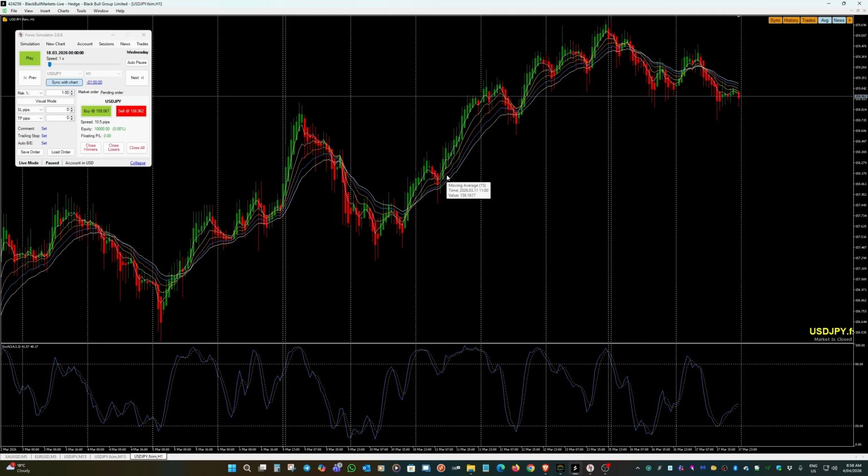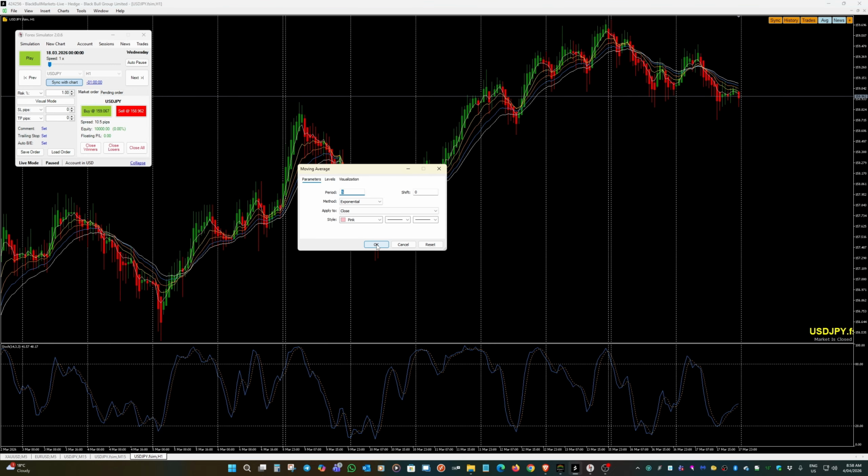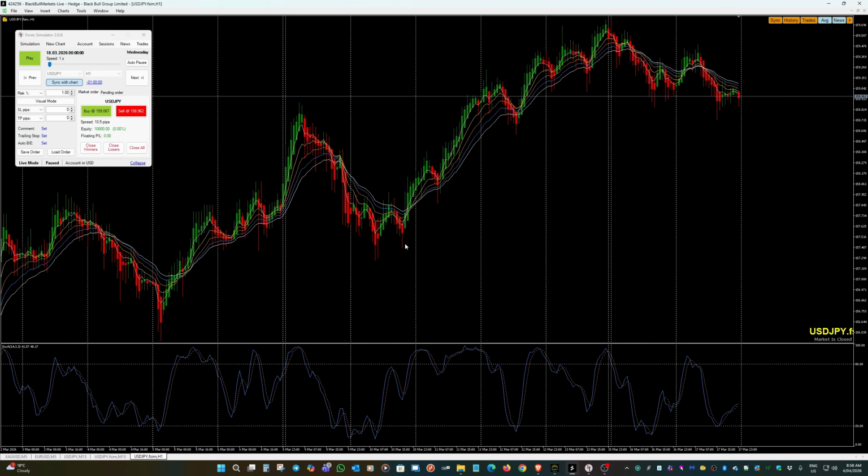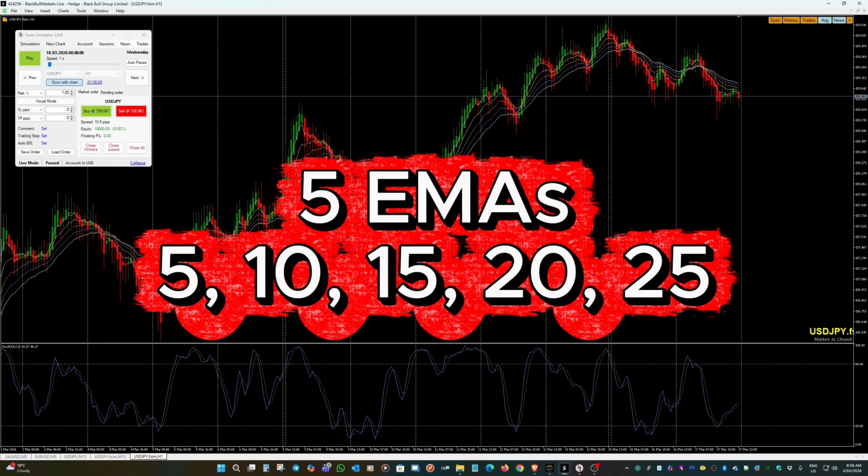For the moving averages, we have 5 moving averages set up here, but we can actually do this with 3 if you like as well. But the numbers are simple, just 5, 10, 15, 20, and 25 for the moving averages, and Heiken Ashi candles as well.